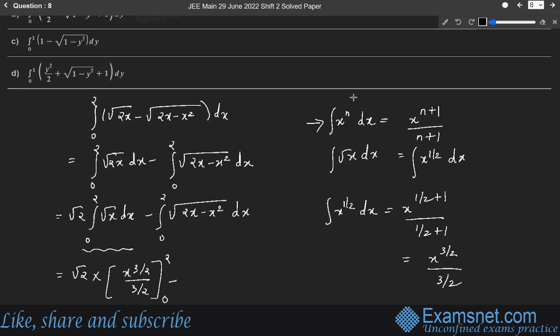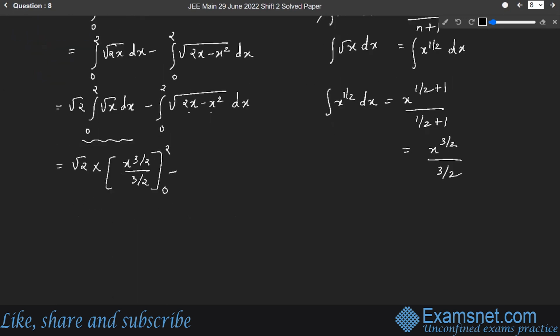Now the second part is under root of 2x minus x square. In order to solve this integral, we first need to simplify this expression to make it a perfect square. So let us see how we can make it a perfect square. The expression is under root of 2x minus x square. It can also be written as under root of minus x square plus 2x. We have just swapped both the values, right?